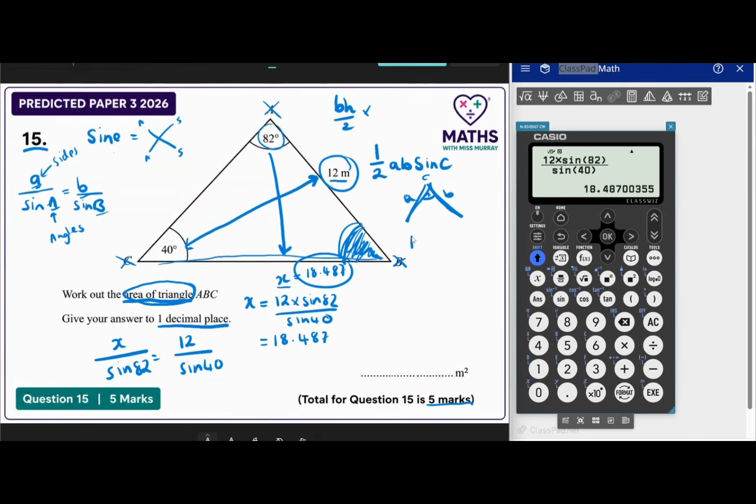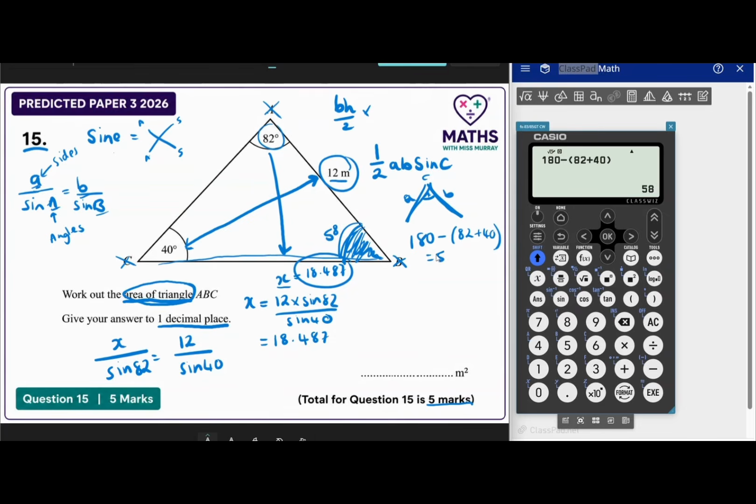Well, I should know that angles in a triangle add up to 180. So 180 minus 82 plus 40. And again, simple, but just do it on your calculator. Why not? You've got it there. Make sure you use it. So I'm going to do 180 minus 82 plus 40, subtract that from 180, and I get that this angle here is 58.